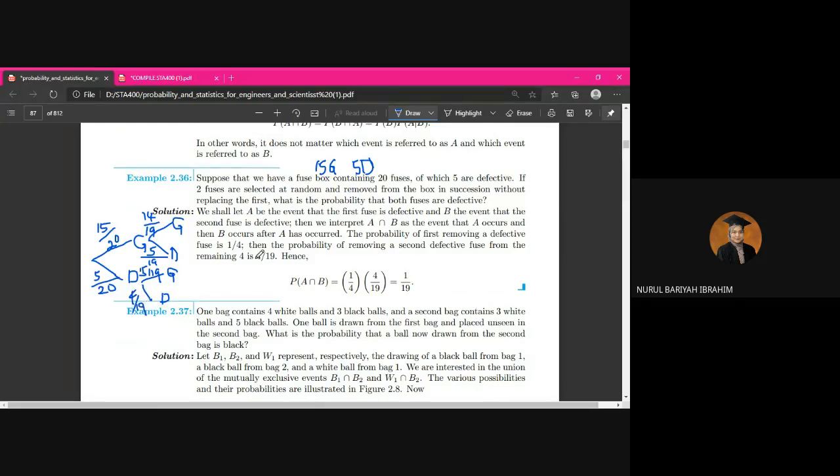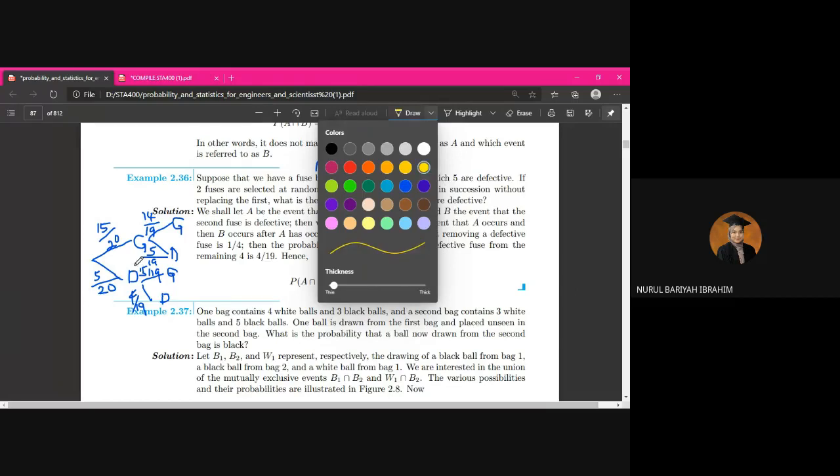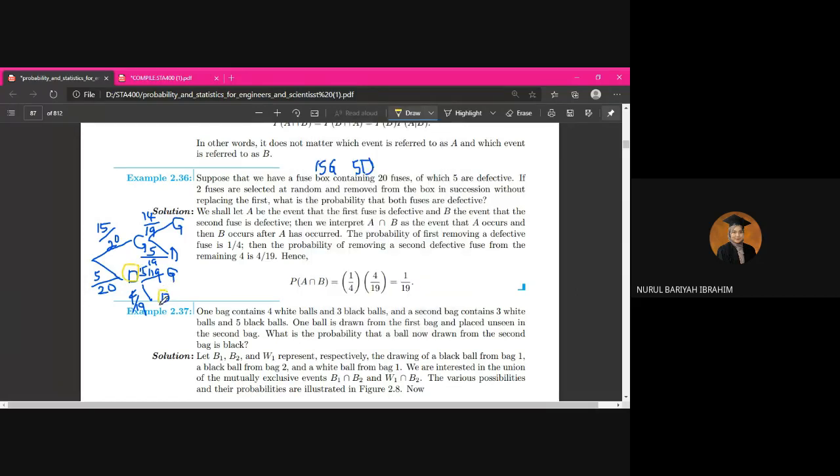Okay, so sekarang kita nak cari probability to get 2 defective. So dua-duanya defective. So this one lah. D and D. So 5 over 20 multiply 4 over 19. You will get 1 over 19. Okay.